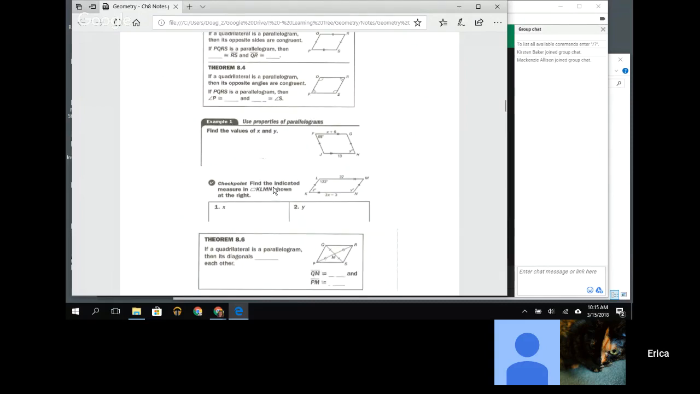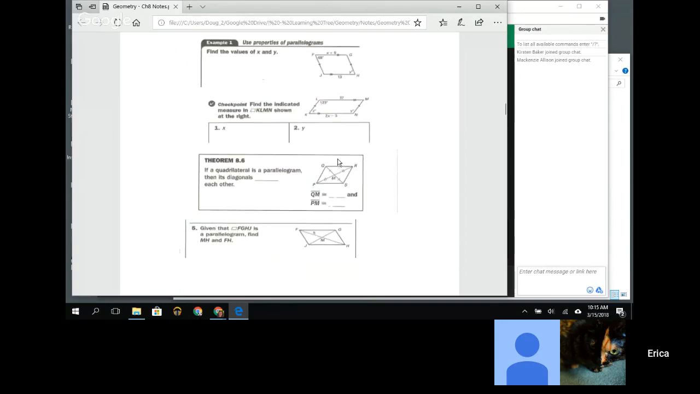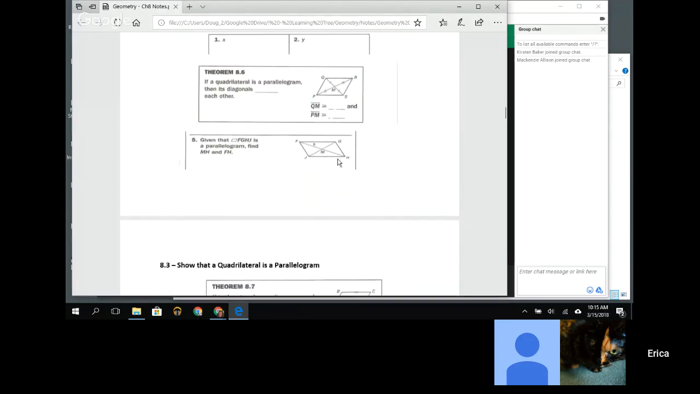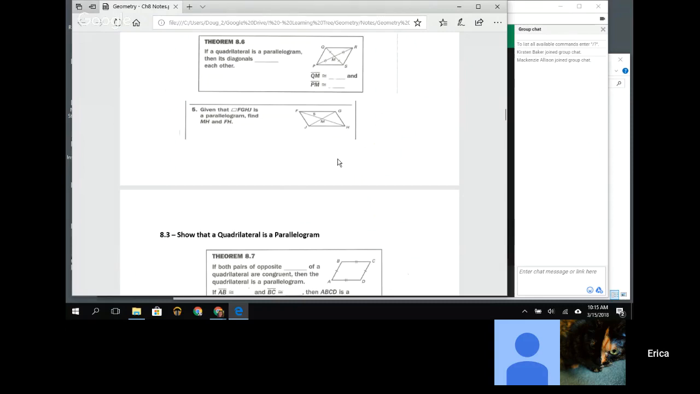I think everybody thought that was pretty easy. We did these two, everyone was good, right? And then the new theorem that we have today is 8.6: if a quadrilateral is a parallelogram, then its diagonals bisect each other.